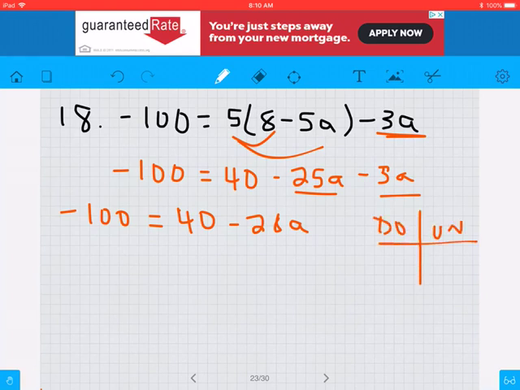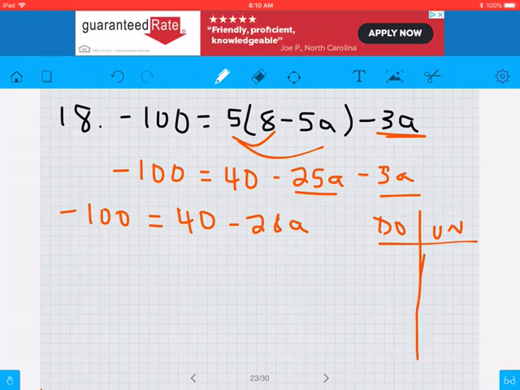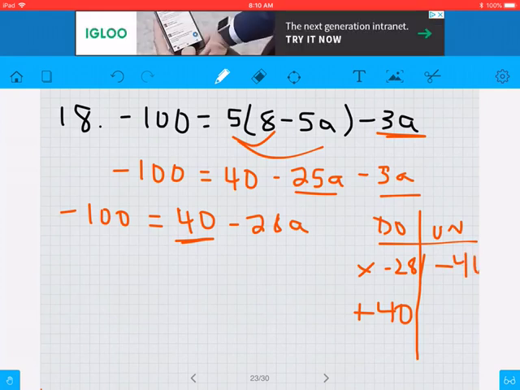Ran out of room for my undo there, so I'm just going to leave it as "un." First thing that's happening to a is I'm multiplying it by negative 28. Second thing that's happening is I'm adding it to 40, because this is a positive 40, so it's like I'm adding it there. So to undo, I need to subtract 40 from both sides and then divide by negative 28.